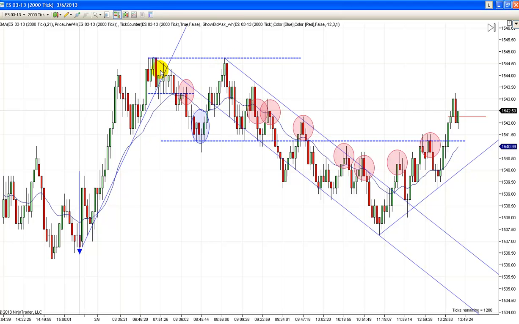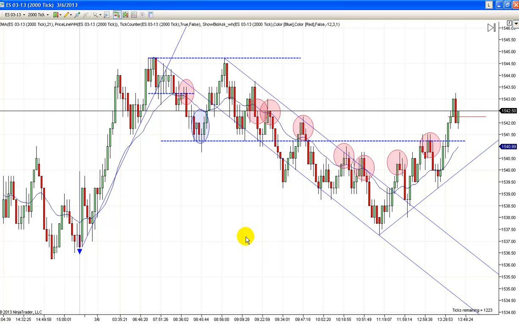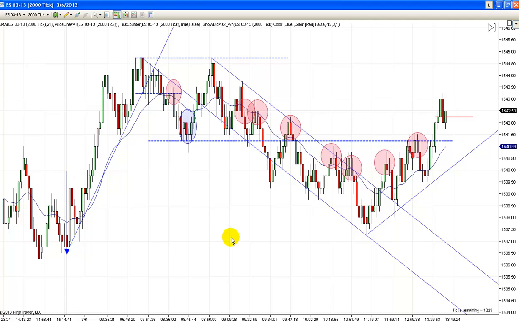And then there's your retest of the high off this trend, and then we sold off. And that's fairly standard. You just have to learn to see it and to trust it more than anything.